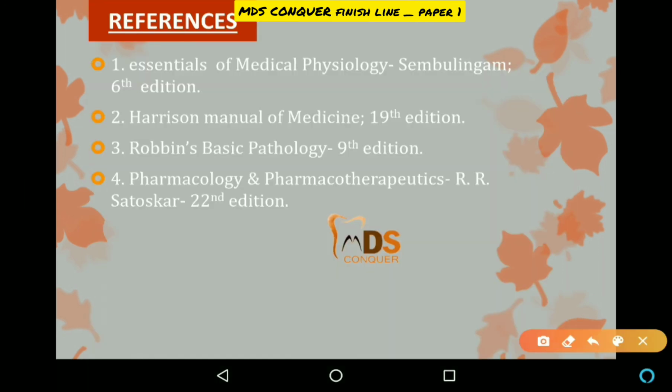So at the end, you have to mention all the references, basic references, which were taken from the physiology textbook or a pathology textbook and a pharmacology textbook, as you will write the drug names. Okay.